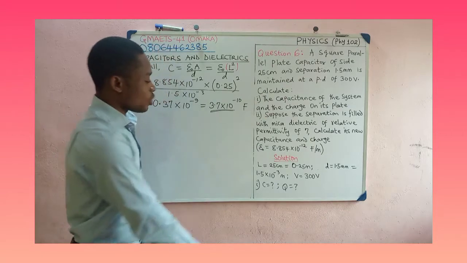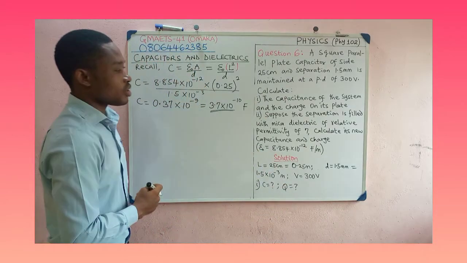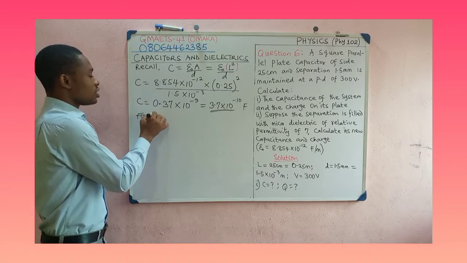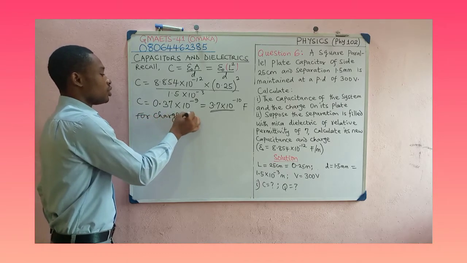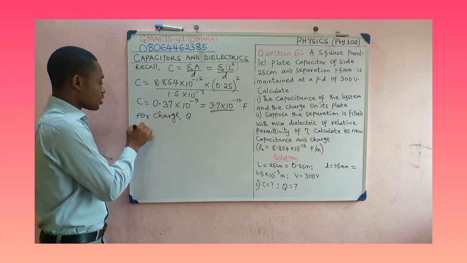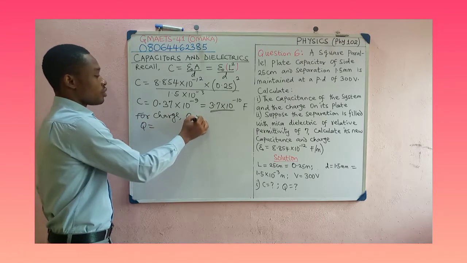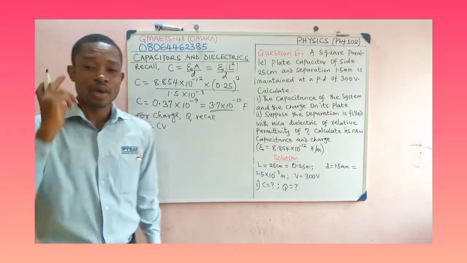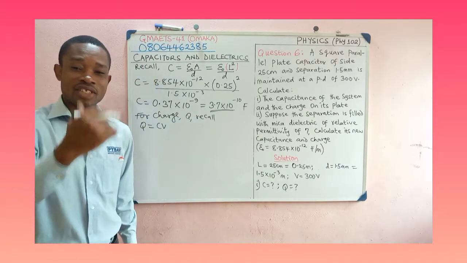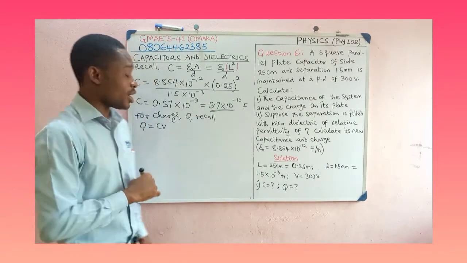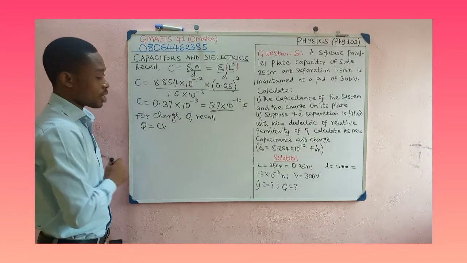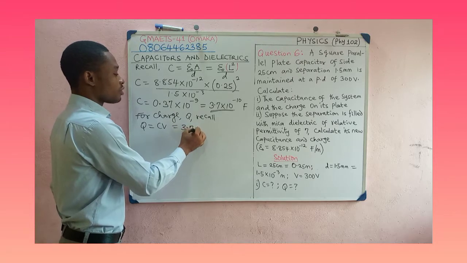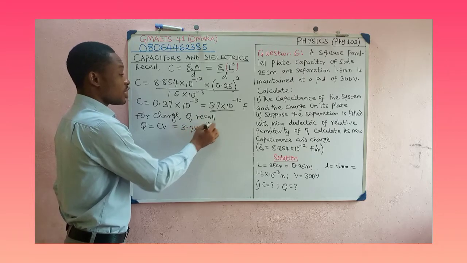We now want to get the what? The charge. Is that okay? We want to get a charge on the plates. So for the charge Q, recall that Q is equal to CV. You know that capacitance of a capacitor is equal to charge divided by voltage. So if you cross multiply, you get a charge to be equal to capacitance times the voltage. So you can substitute, the capacitance is 3.7 times 10 raised to the minus 10 calculated already.